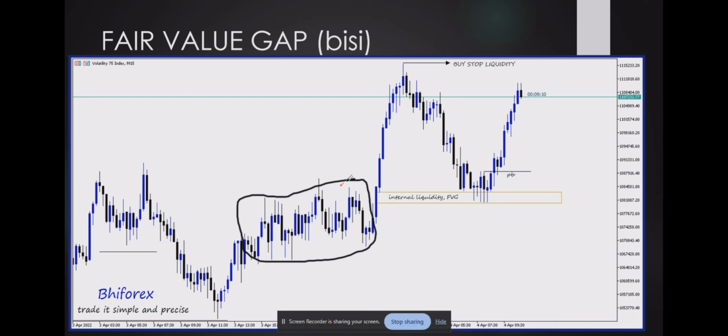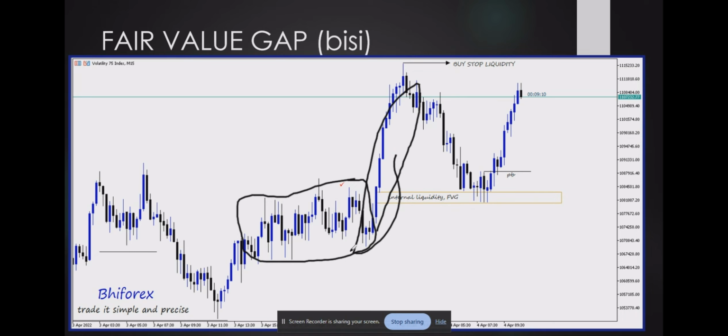So I'll be using a volatility here, and at some point on this 15-minute chart, you can see we had consolidation, and then all of a sudden we have this fast price movement to the upside. Whenever price moves quickly away from a particular point of consolidation, it usually creates a gap.